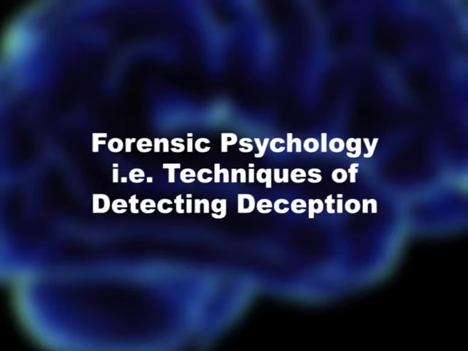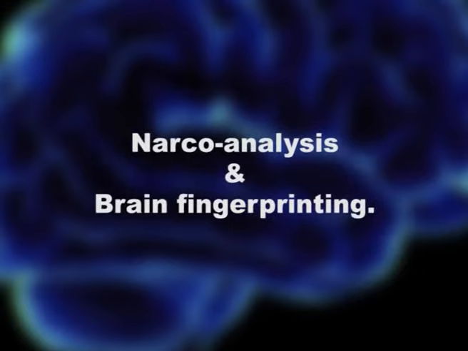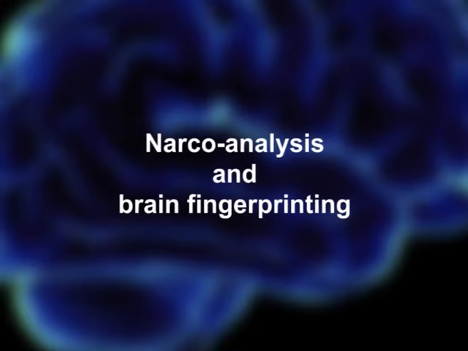Today I bring you the next learning episode in BSc Forensic Science on an important unit of the paper titled Forensic Psychology, that is techniques of detecting deception, narco-analysis and brain fingerprinting. In this lecture, you will be introduced to the deception detection techniques and we will be covering two techniques, that is narco-analysis and brain fingerprinting.